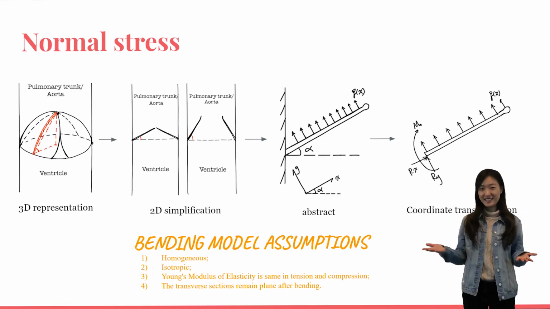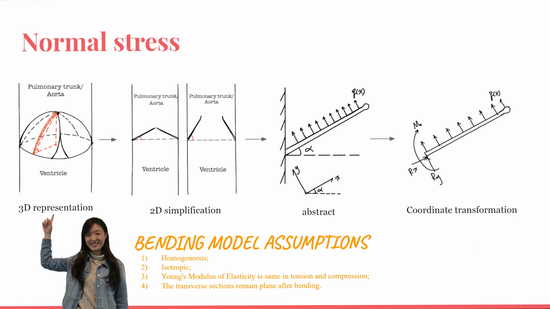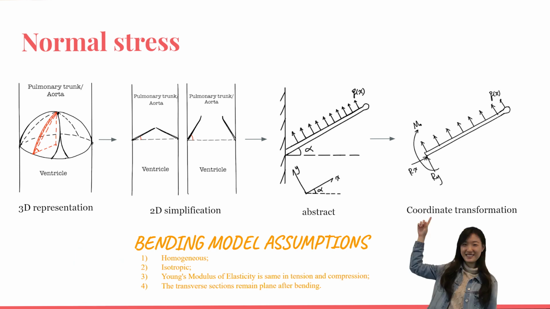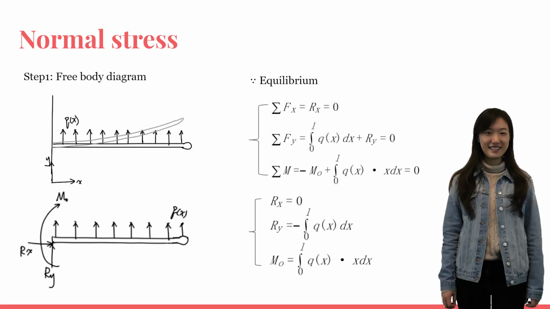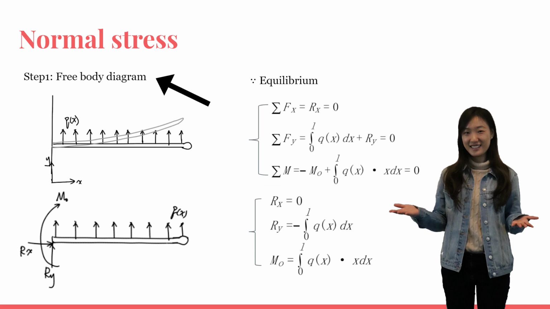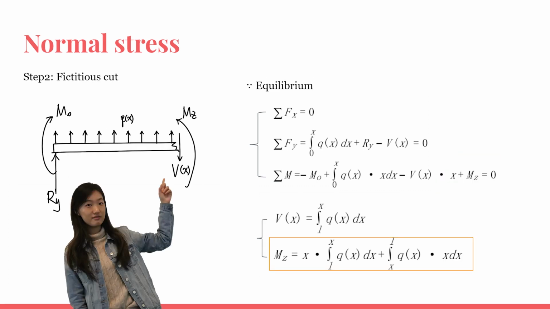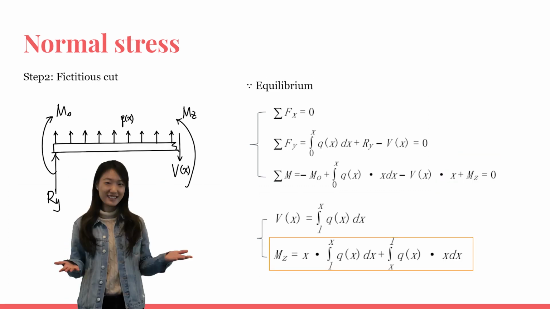The heart valve can be a very complex structure, so we made several assumptions to simplify it. The slide here shows how the valve is converted from a 3D representation gradually into an ideal model for the pure bending. In the bending analysis, step 1, we draw a free body diagram and use the equilibrium to get external forces and moments. Then, by fictitious cut, as was taught in class, we get the internal moment MCZ, which is an essential part to get a normal stress.